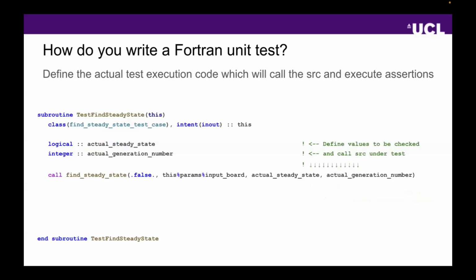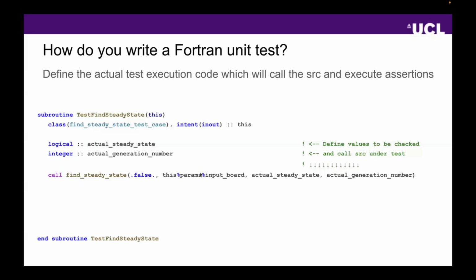We're then going to call our source function that we're testing, which is find steady state. And if you don't remember the signature, that was the start of animate. So I've set that to default false because I don't want to animate in my test.